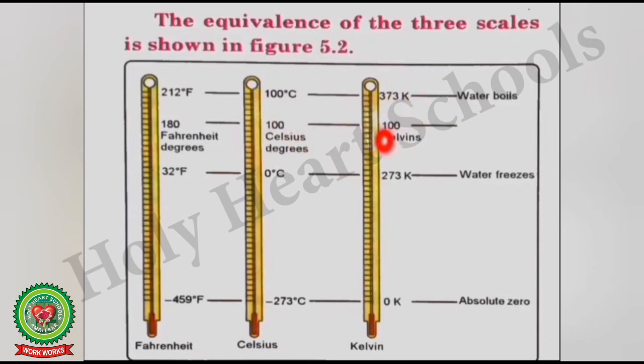You can see that number of divisions in Celsius scale and Kelvin scale are same, means 100 divisions. Whereas in Fahrenheit scale, there are total 180 divisions between lower fixed point and upper fixed point.